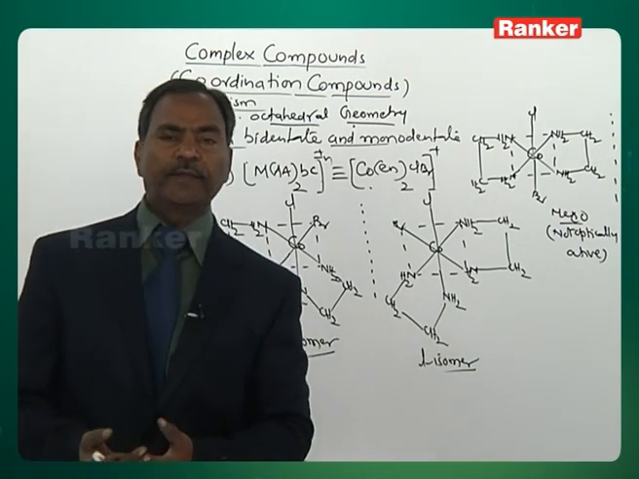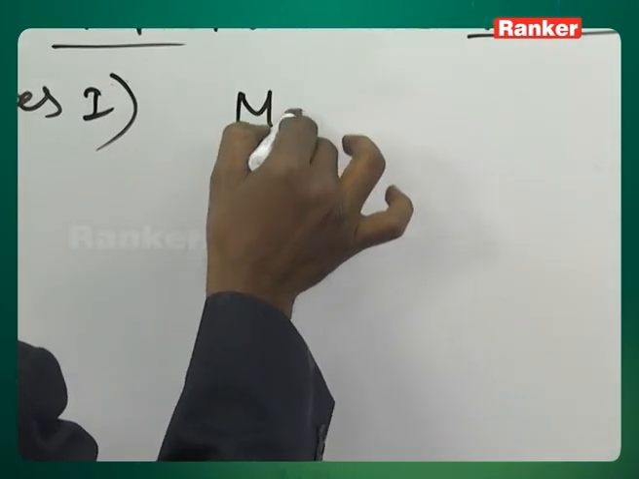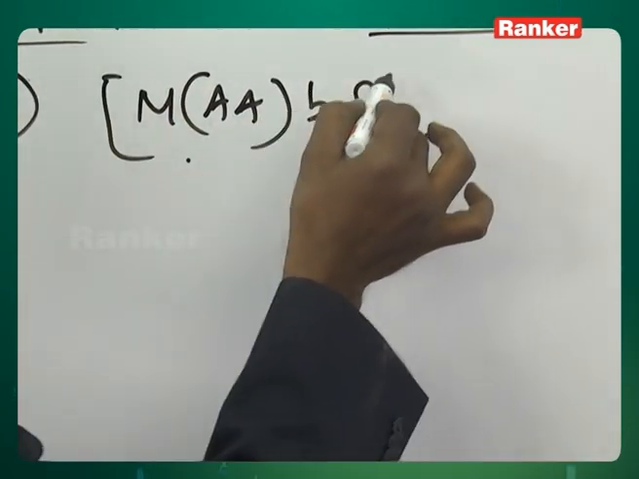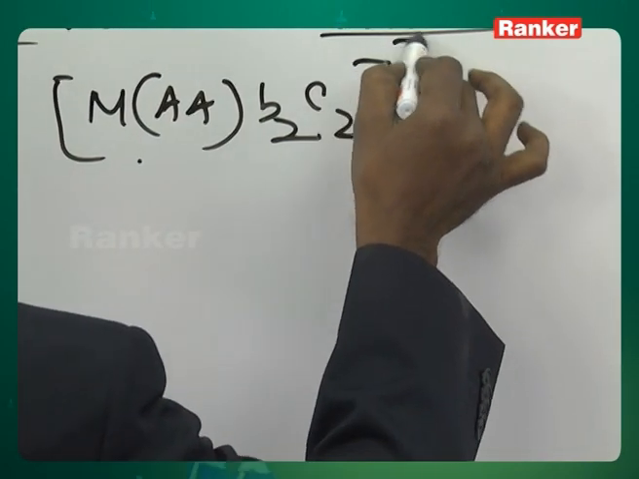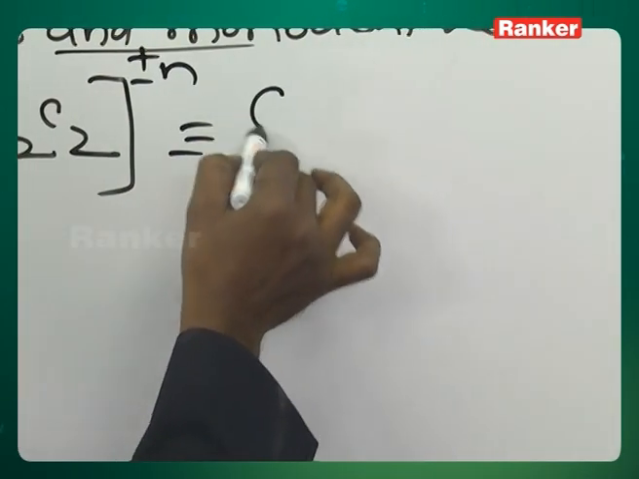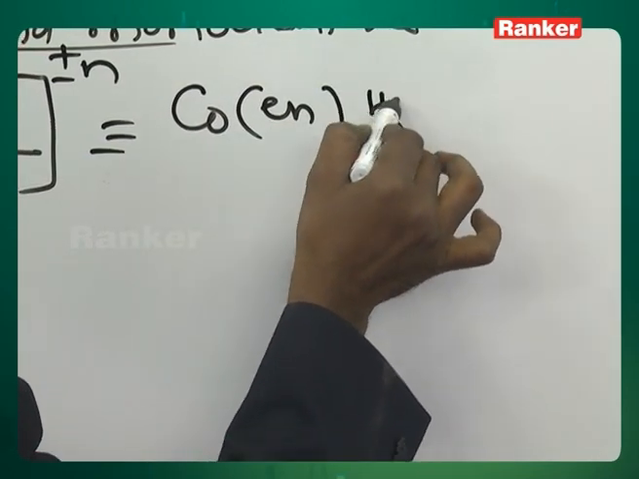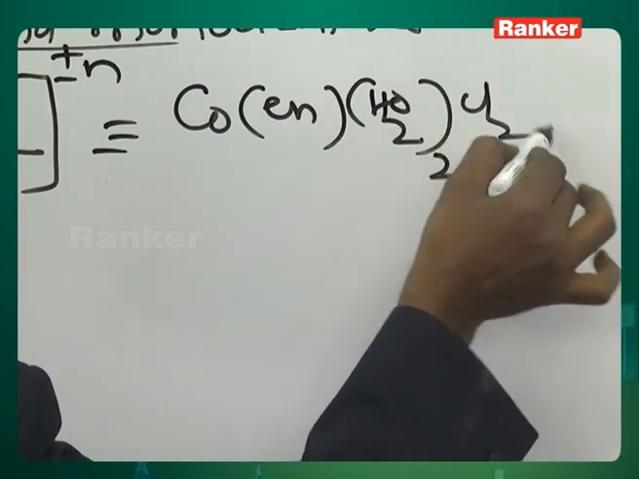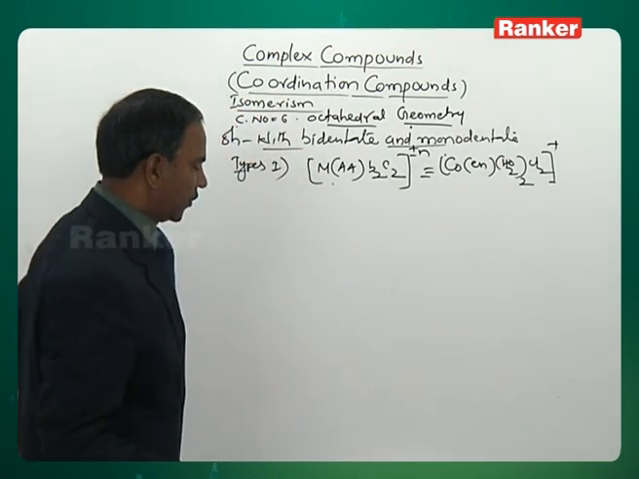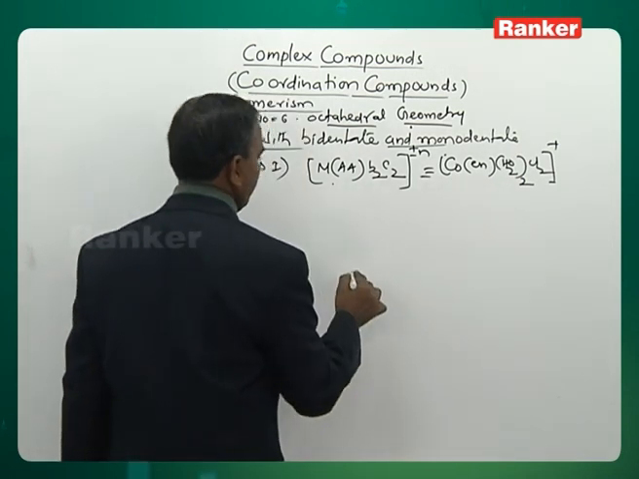Next, let us take M(AA)B2C2. We'll first only say M(AA)B2C2 plus or minus N. Let me write Co, en you take, en, let me say H2O twice, Cl2. Right, this is B2C2 type. Let us write one cis complex for this.